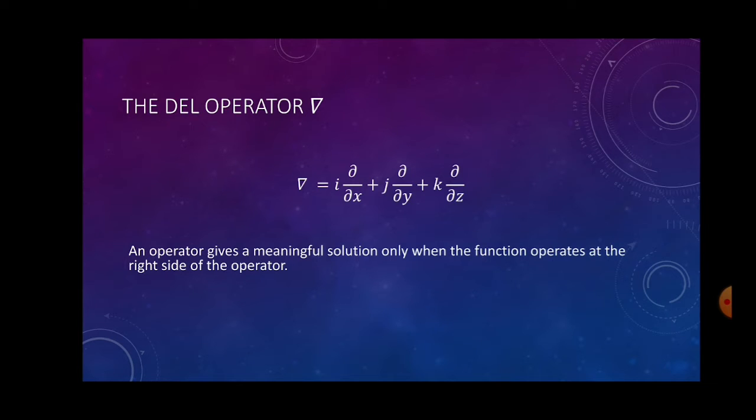side of the operator. Here del equals i del upon del x plus j del upon del y plus k del upon del z, where i, j, k are unit vectors along x, y and z direction, and del is the partial derivative.